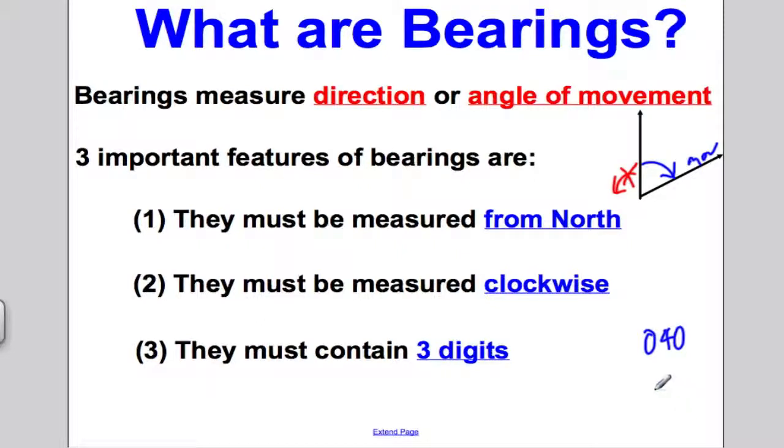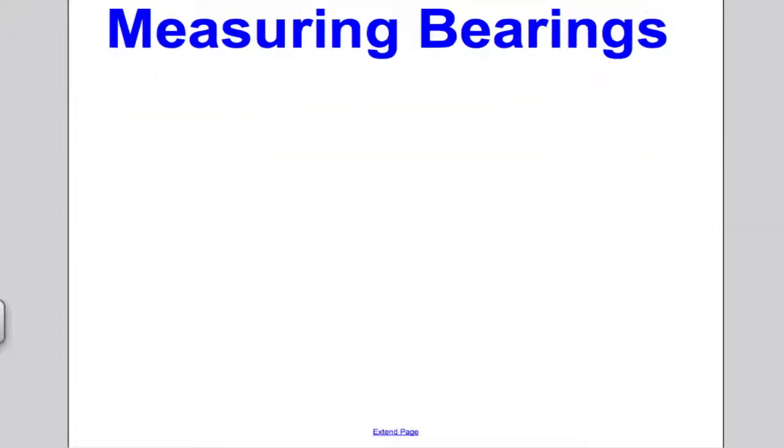Okay, let's go straight on to measuring bearings. Imagine I told you I was starting at point A, which is here, and I asked you, on what bearing do I need to walk to get to point B? How would I work that out? Well, the first thing you'd have to do is draw north lines at A and B, because everything to do with bearings is measured from the north.